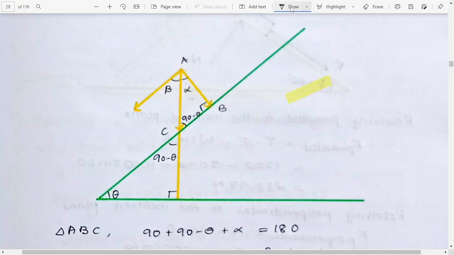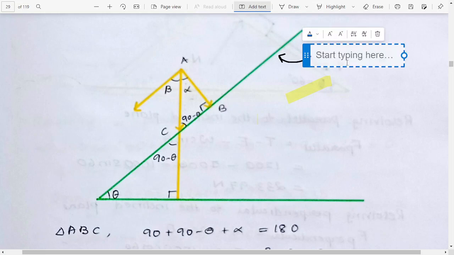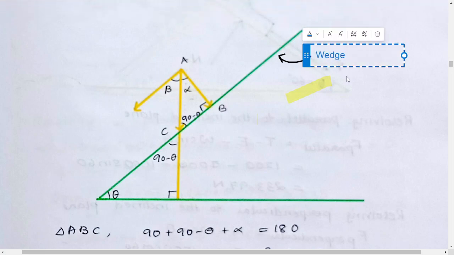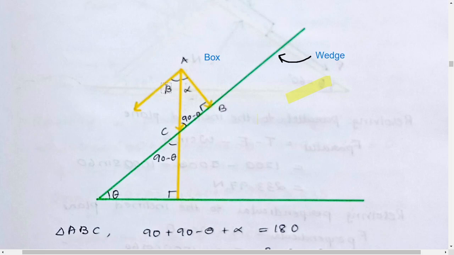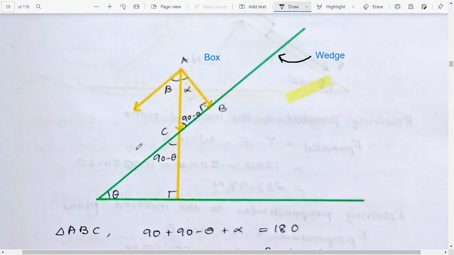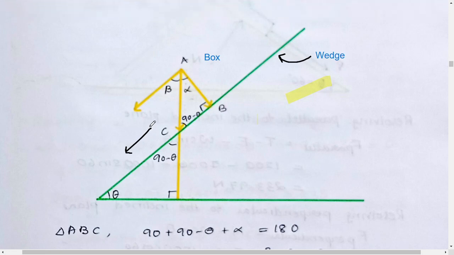Okay, so this thing is called a wedge. And let us consider this to be a box, and this box is sliding in this direction. It is sliding in this direction. Okay, so if the box is sliding in this direction, we can have horizontal and vertical forces.